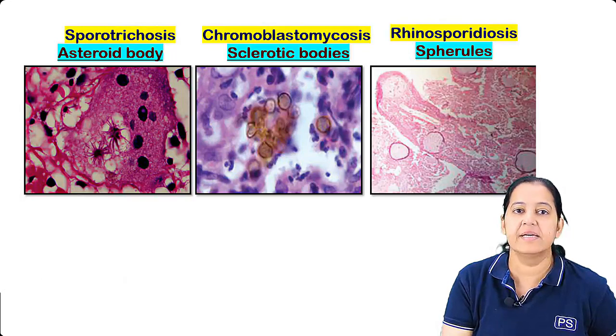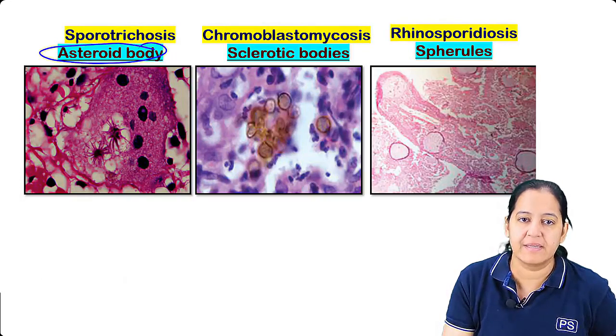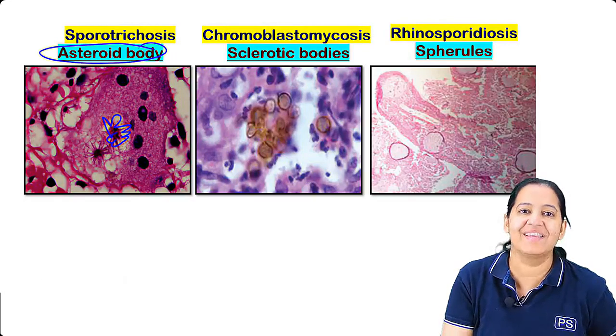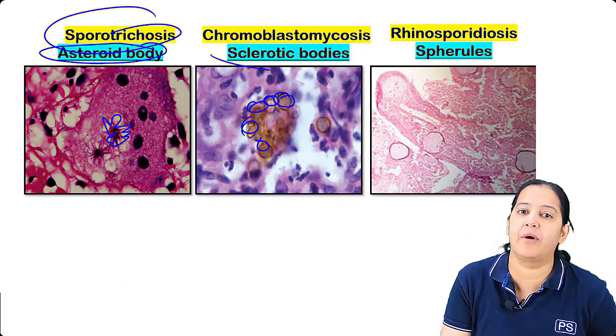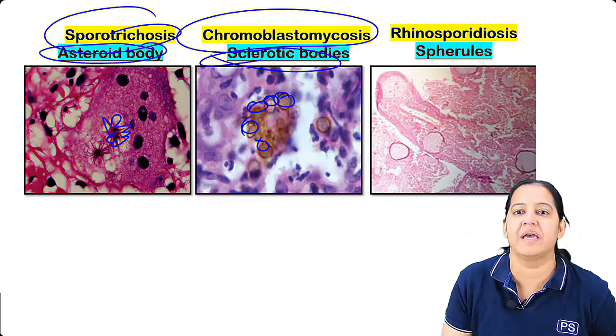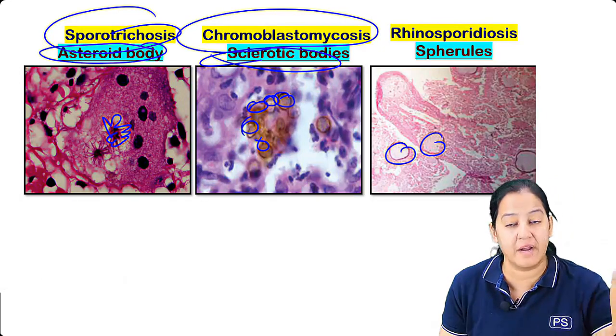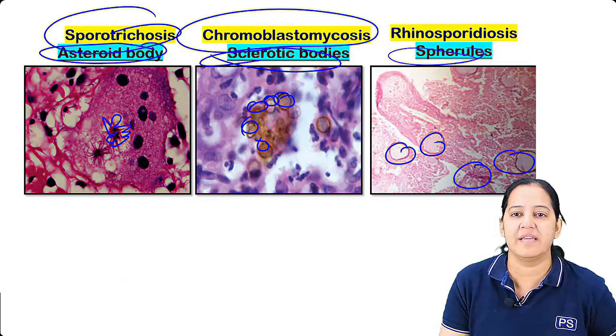Can you see this? So we have seen asteroid bodies. Can you see the stars? They are seen in sporotrichosis. We have seen the copper panes, also known as sclerotic bodies. These are seen in chromoblastomycosis. And we have seen the spherules containing multiple endospores. It is seen in rhinosporidiosis.